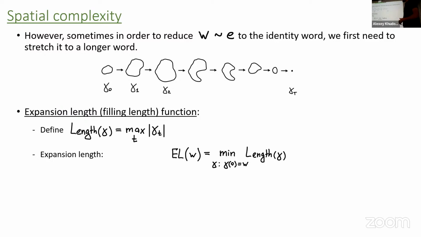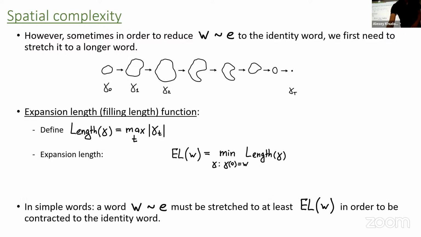To quantify this property, we introduce the expansion length. Suppose we have this reduction process. Let me call it a trajectory. I will introduce the length of this trajectory, gamma, which is just the maximal length of the loop during all the time steps in this trajectory. And then the expansion length would be just the length of the trajectory minimized over all possible trajectories. If this was too complicated, then in simple words, a word W must be stretched to at least this quantity in order to be contracted back to the identity word. So that's what it means.